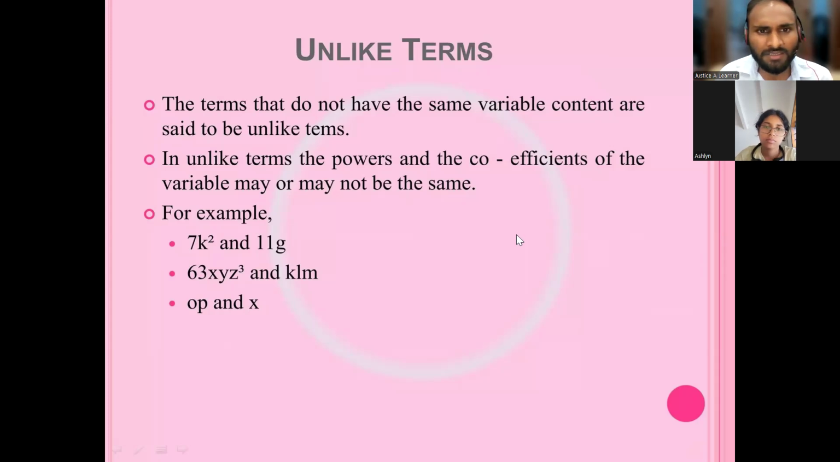In unlike terms, the powers and the coefficients of the variables may or may not be the same, like 7k square and 11g. Can you add, multiply, or subtract them? Is it possible? No, not possible. But we can write them with those mathematical operation symbols, right? Like 7k square plus 11g, right? That is possible, right? Yes. Great. So I hope you understood this.